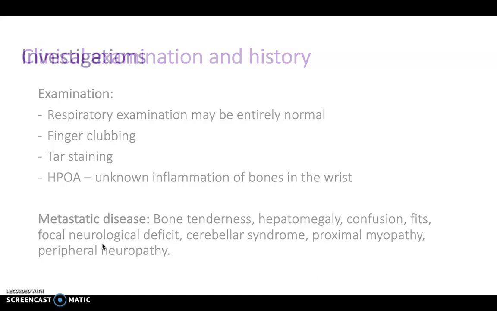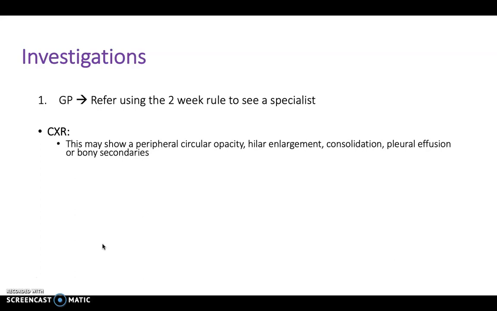as well. So how do you investigate a patient with lung cancer? Well, first of all, the GP, if they have their suspicions and meet criteria, then you would refer using the 2-week rule to see a specialist. Of course, first line here would be a chest x-ray, and this may show things such as a peripheral circular opacity, hilar enlargement, consolidation, pleural effusions, or bony secondaries, which may all indicate the presence of a lung cancer.